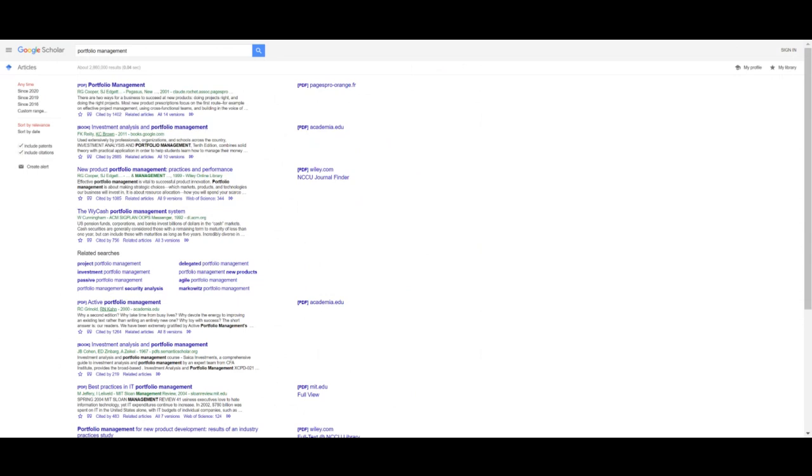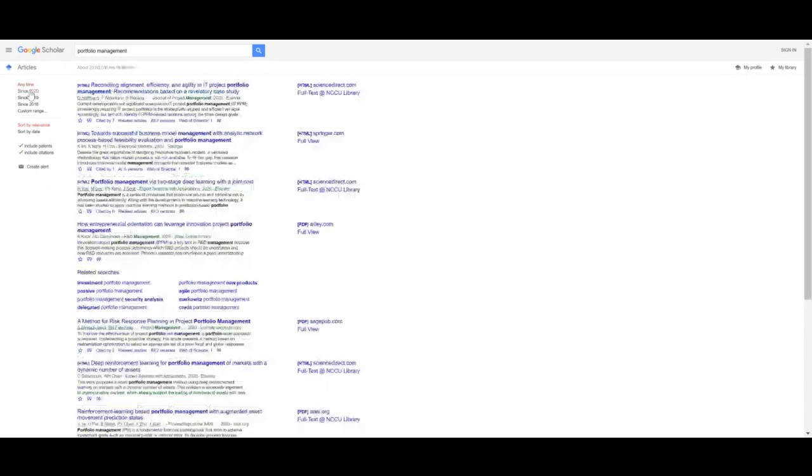Yes. So you can see, for instance, the advantage of Google Scholar is it gives you information based on the articles, and there's even the time span. So if you want to see the latest that has been written on portfolio management, you just click since 2020, and then it shows you these articles here. And some of them, if you see HTML, it means if you click on it, it's going to appear as HTML. And right here, it shows you if this article is actually available through the NCCU library.